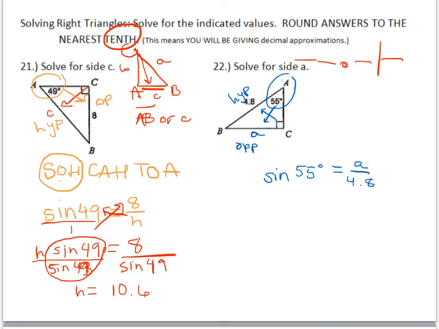Nice thing about this one, we can solve it the exact same way as the last one. 1A is A, 1 times A, and we would get 4.8 times sine of 55. Cool, that's the same thing as multiplying both sides by 4.8. 4.8 times sine 55, rounding to the tenths place, A will equal 3.9.